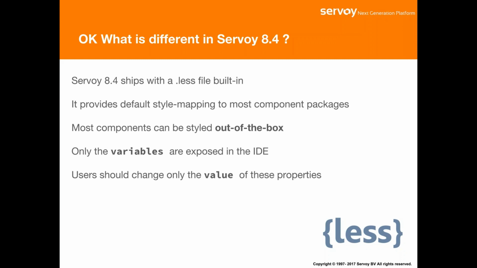What we expose is the variables. All of the mappings that you don't see are hidden. There's quite a lot there, a lot of CSS, and you probably wouldn't want to change that, because if you change the value of the variables, it cascades through all the style mappings and you don't have to worry about it. So the end result is that many components can be easily styled out of the box.